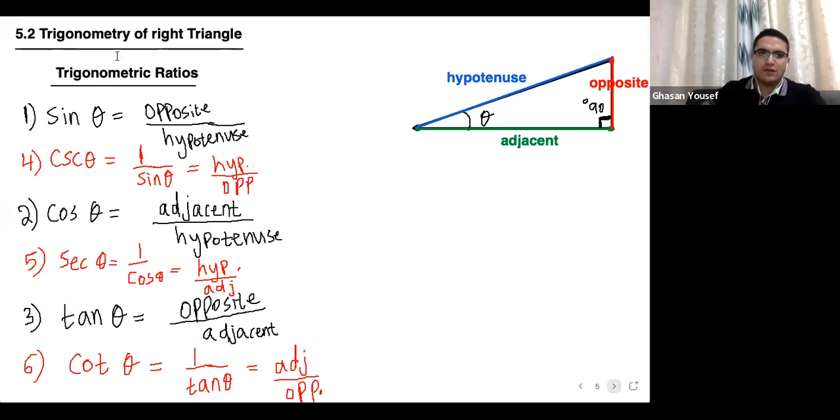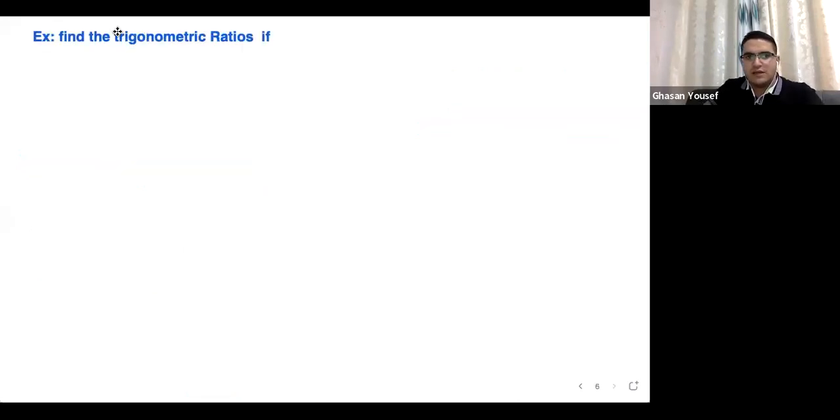Okay, so my question now: find the trigonometric ratios if the cosine of this angle theta equals 3/4. To find the trigonometric ratios, I mean the sine, the cosine, the tan, and the reciprocals of the sine, which is cosecant, and secant and cotan.